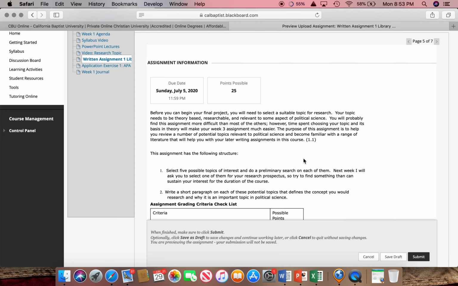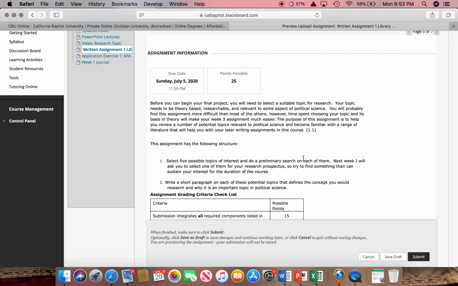Before you can begin your final project, you need to select a suitable topic for research. Your topic needs to be theory-based, researchable, and relevant to some aspect of political science. You will probably find this assignment more difficult than most of the others.